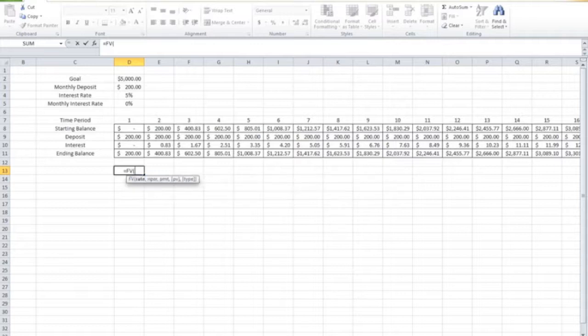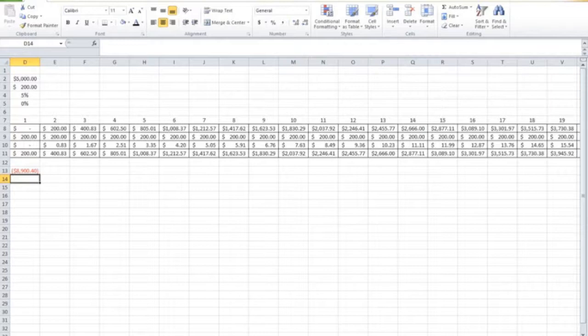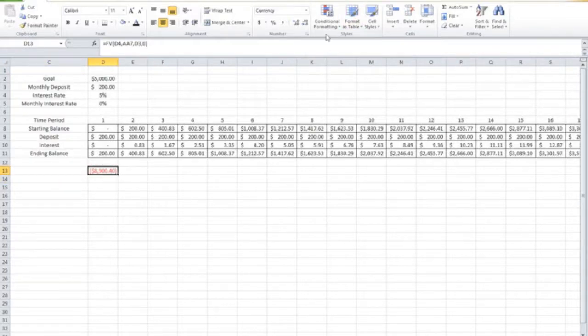Typing equals future value, we can then enter the applicable monthly rate, the number of months, 24, and the payment. We must enter the payment in a negative form if we hope to get a positive number at the end. Notice, after we calculate it with the monthly rate instead of the annual rate, we get the exact same answer.